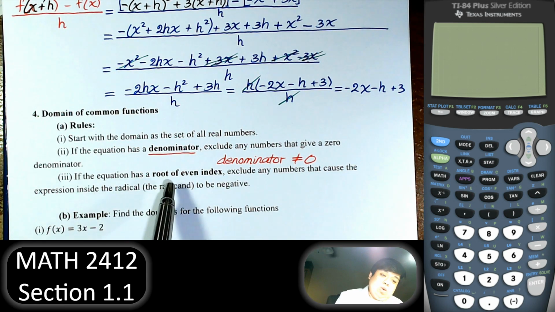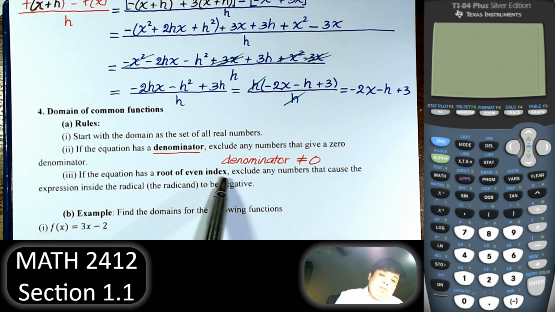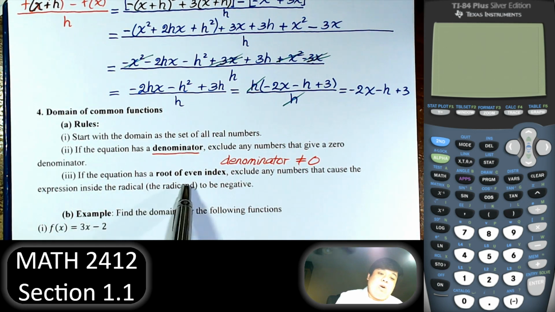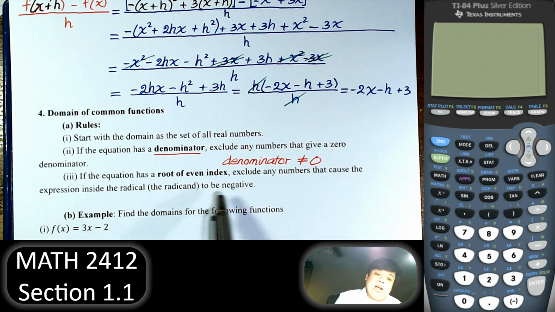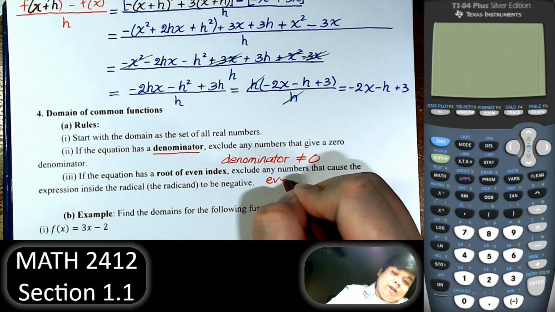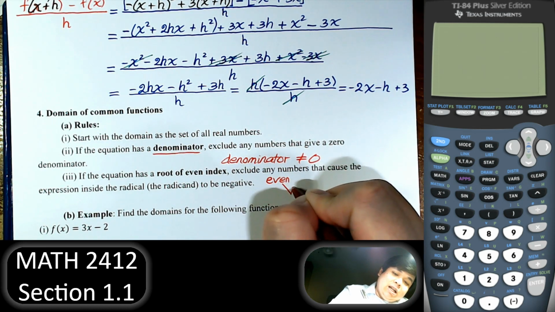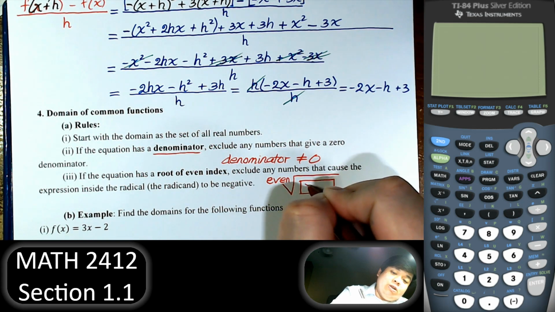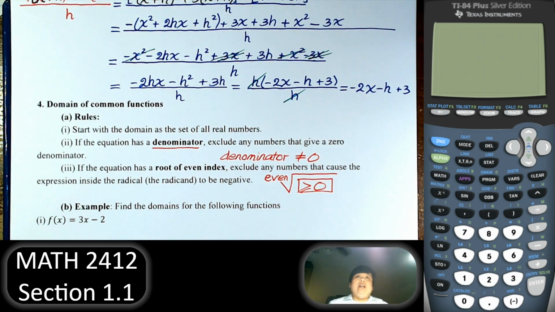Now if we have an even root, then we exclude any number that causes the expression that inside the radical, or inside we call the radicand, to be negative. So what we can have inside even root, what we put here, have to be greater than or equal to 0. Otherwise it will be undefined. An even root of a negative number is imaginary or complex number, so that it's not real.